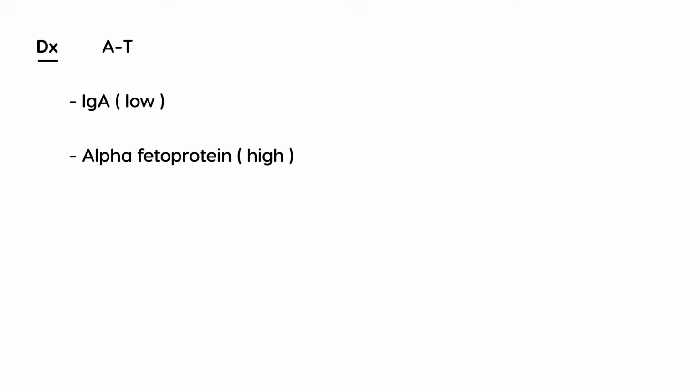So how do you diagnose this? Well, a lot of it is clinical, the symptoms and the presentation, but you can measure the levels of IgA, and these will be low. You can also measure something called alpha fetoprotein. And alpha fetoprotein, for reasons unknown, is high. It's just one of those things that's associated with this disease. And then another thing you can test is a karyotype.